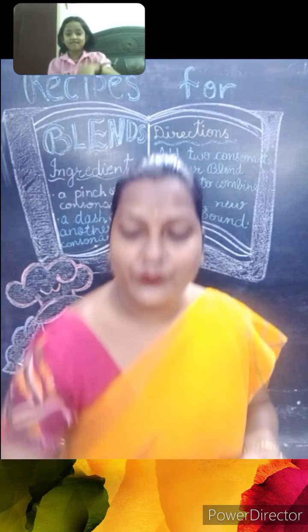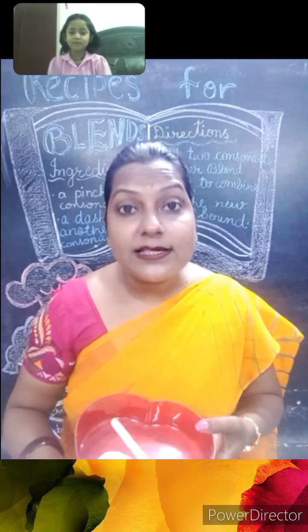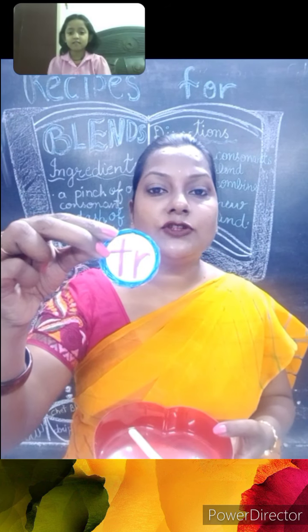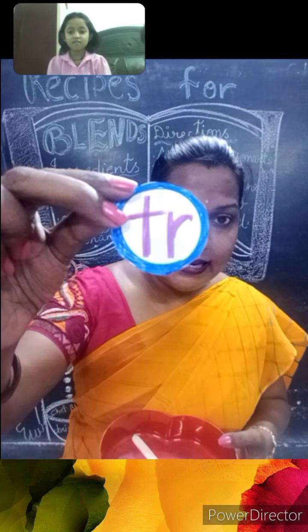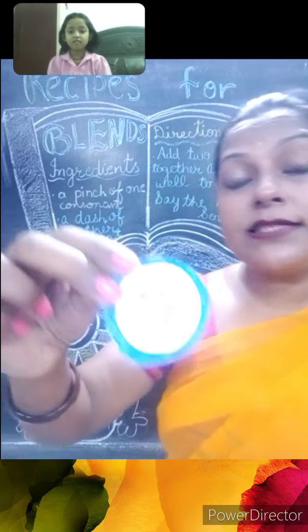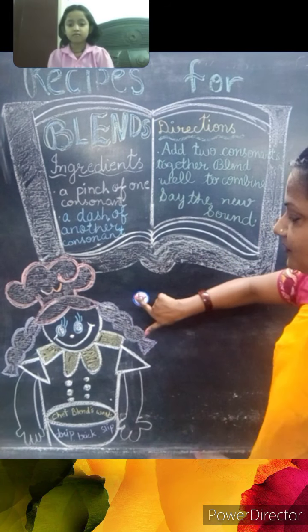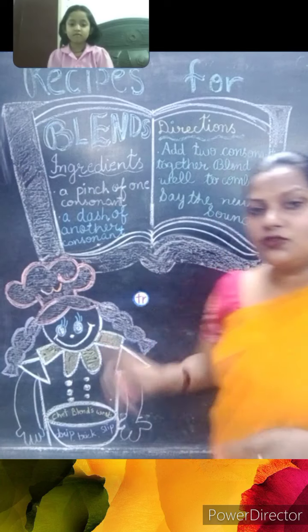Now, what we get? जब हमने इन दोनों consonants को mix किया, we get tr, tr, tr. T and R, tr. Now you have to make some words related to beginning letter tr. Come on, make it. So this one goes there. Tr, tr.